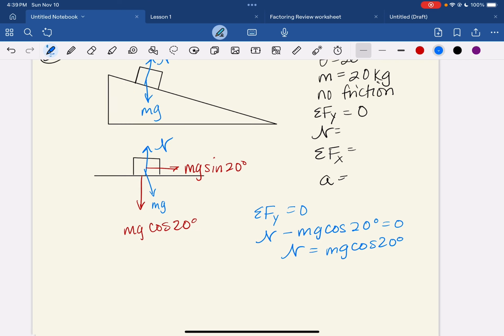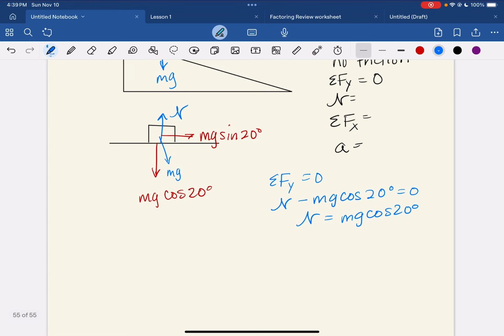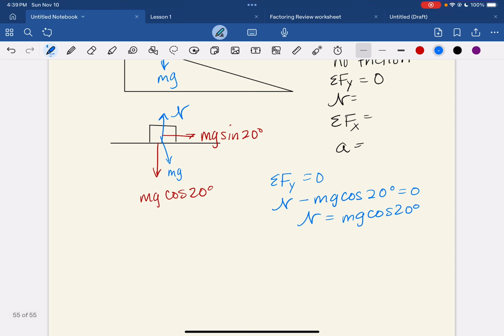So now it's just a matter of 20 times 10, which is going to give me 200. So 200 times the cosine of 20 degrees is going to be 187.9 newtons. So 187.9 newtons.